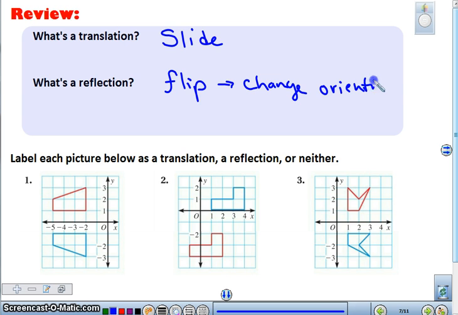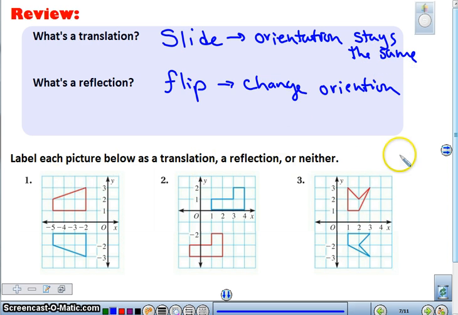Remember, that's our going around the figure. Whereas slides, orientation is going to stay the same. When you just slide something, the orientation stays the same, meaning if it was clockwise before, it's going to stay clockwise.